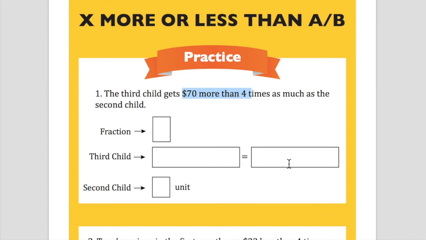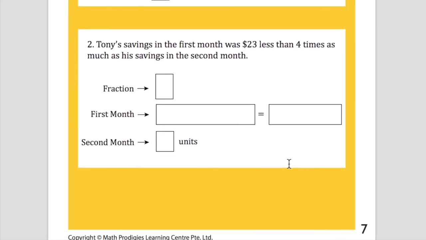Very simple. Now, what if it's minus, right? In this case, Tony's savings in the first month was $23 less than 4 times as much as his savings in the second month. So, what's the fraction? 4 times, which is 4 over 1. What is the first month? The first month is 4 units, but don't forget it's $23 less than 4 units, which is 4 units minus 23. And the second month, how many do we have? It's 4 over 1, so therefore only 1 unit. Done. Very simple. So now I'm going to show you how this is applied in a problem sum.